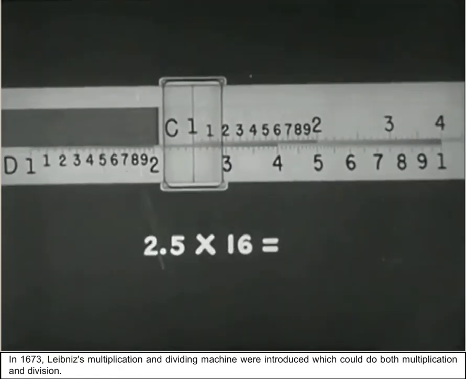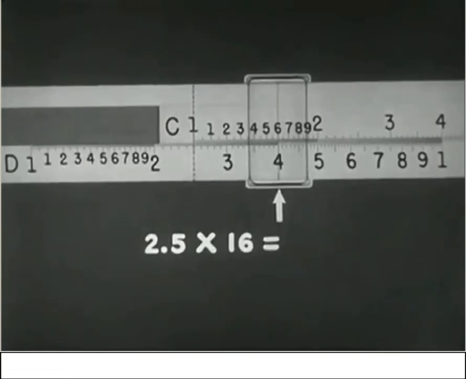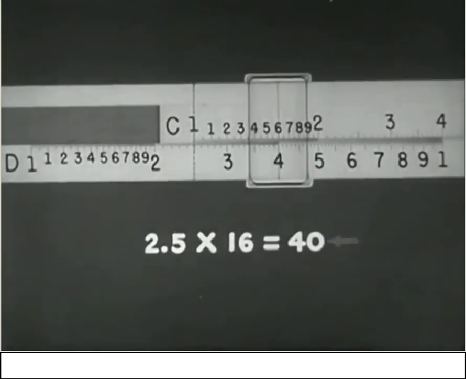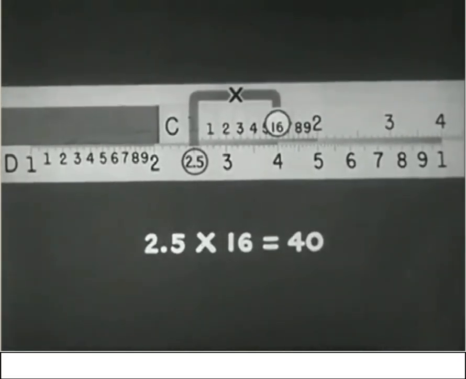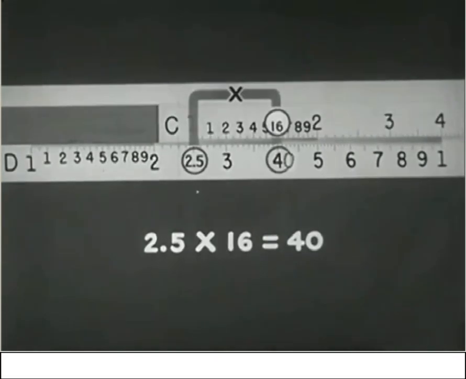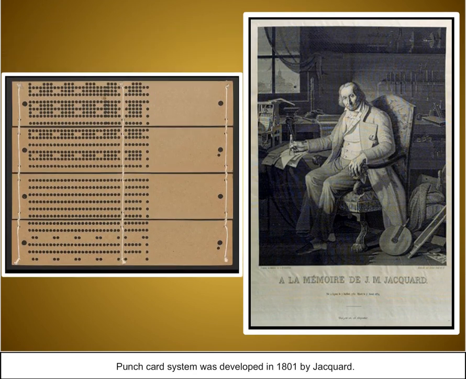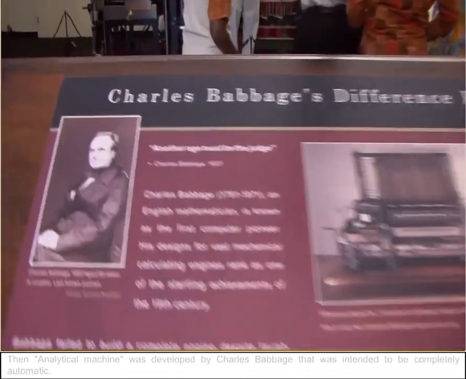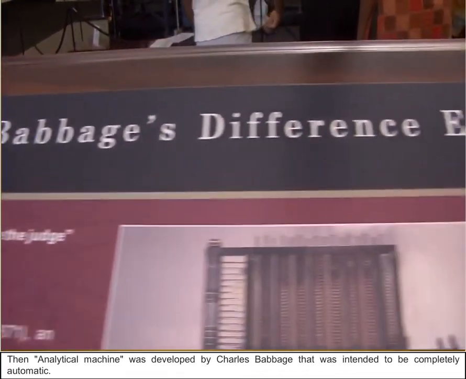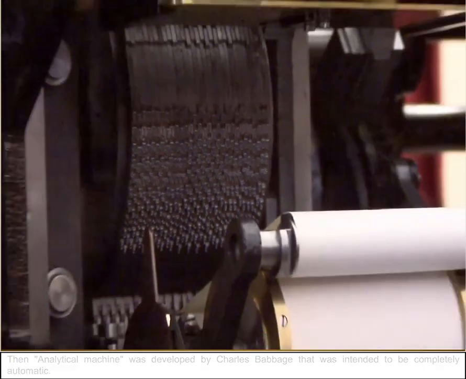In 1673, Leibniz's multiplication and dividing machine was introduced, which could do both multiplication and division. Punch card system was developed in 1801 by Jacquard. Then, analytical machine was developed by Charles Babbage that was intended to be completely automatic.